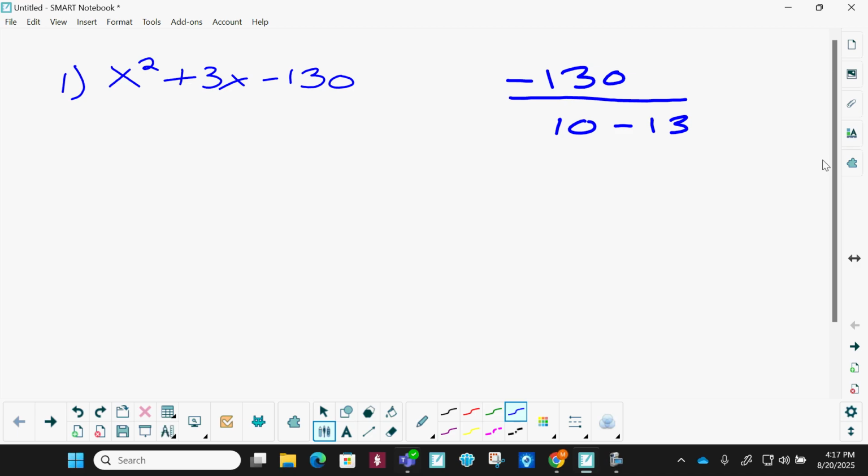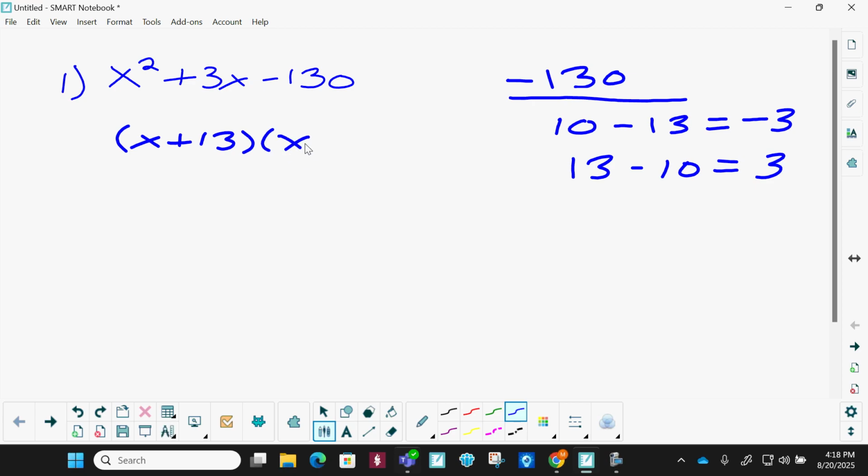So if I put a negative here, notice I get a negative 3. I need a positive 3. So if I flip these, 13 minus 10, because 13 times negative 10 still gives me that negative 130, I do get the positive 3. So my answer here is going to be x plus 13 and x minus 10. Okay, and that's all we have to do for that one.